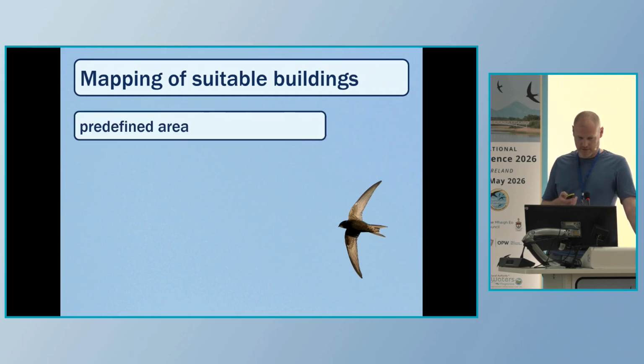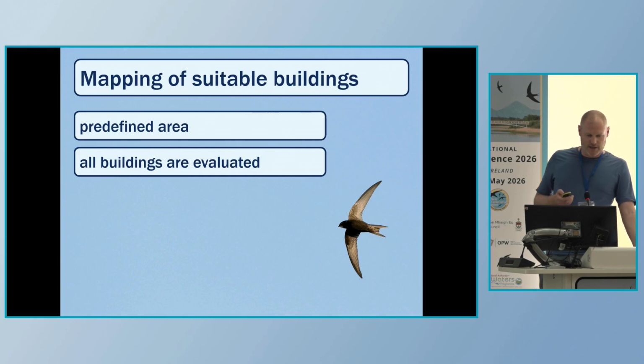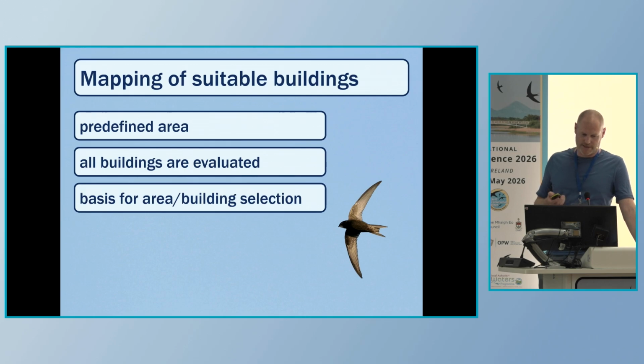The mapping of suitable buildings you do in predefined areas which are representative for this certain kind of building type. All buildings are evaluated if they are suitable for Swifts, and maybe you can even have a number of possible cavities. It is a basis for area or building selection. So if you don't know where to start mapping your Swifts in your town, you do a mapping of suitable buildings, and you have buildings where you can think that there are Swifts nesting.